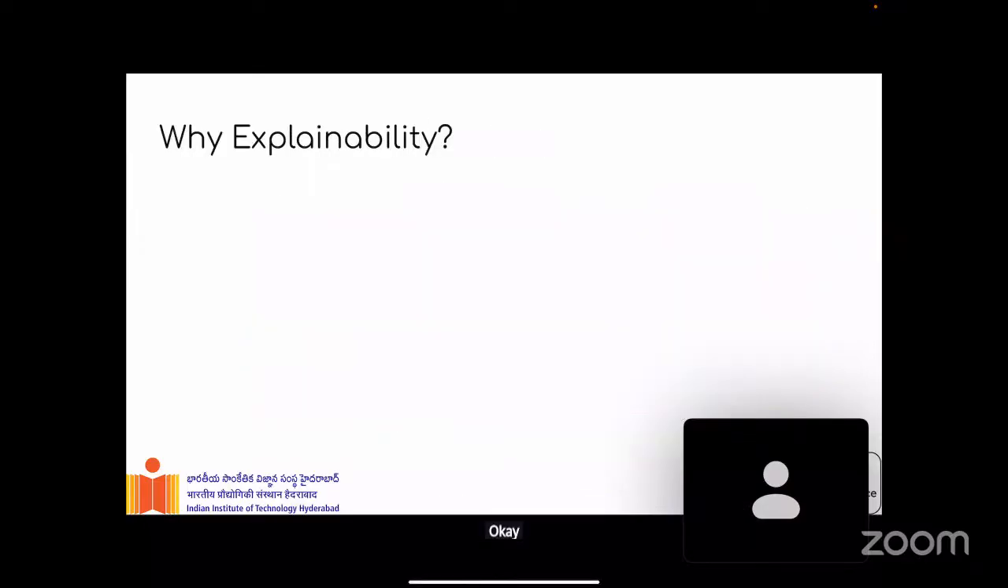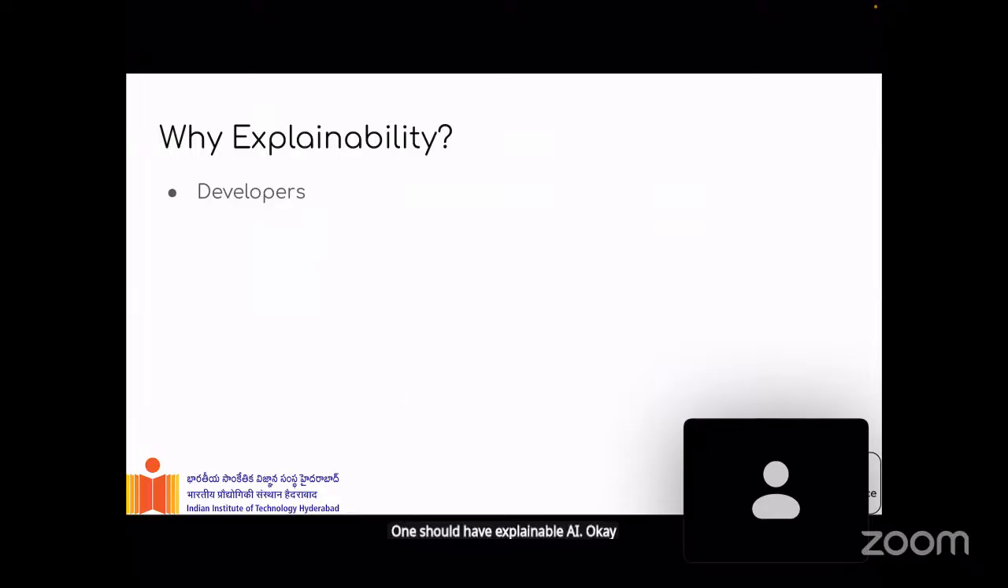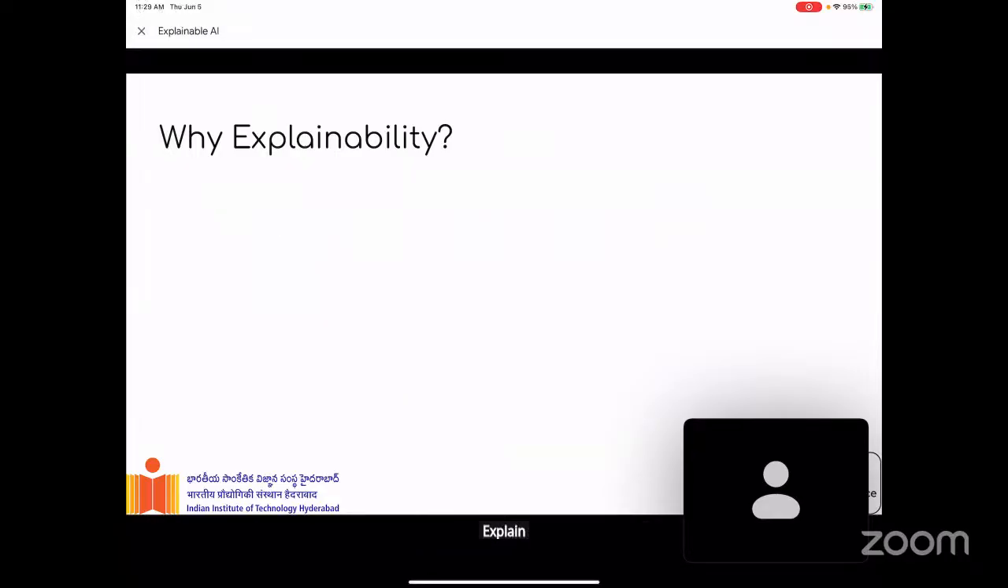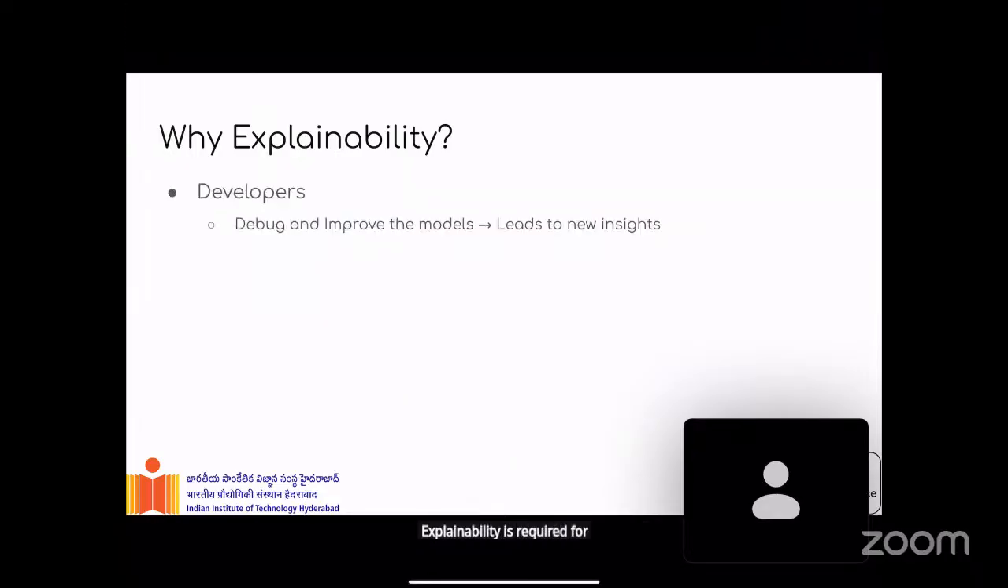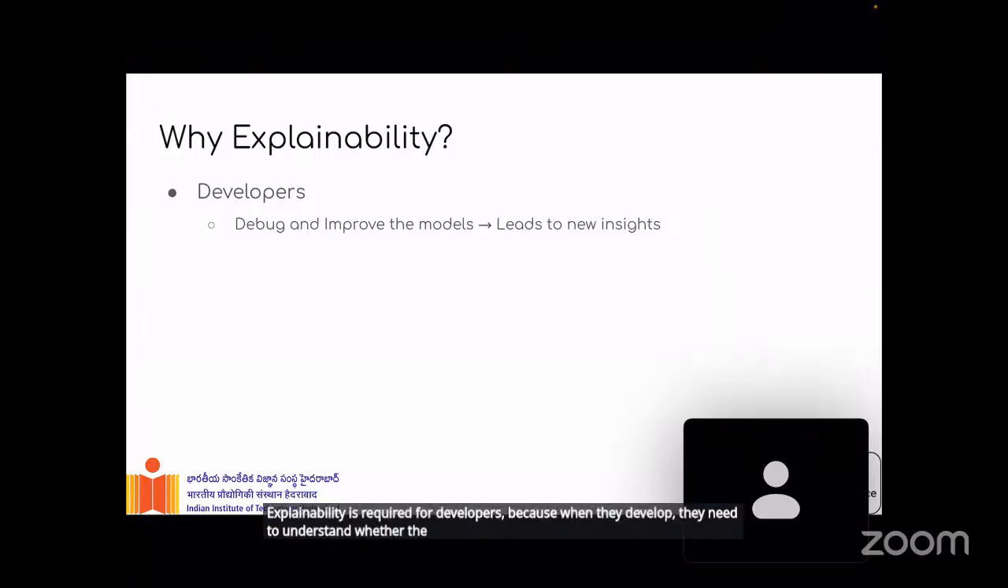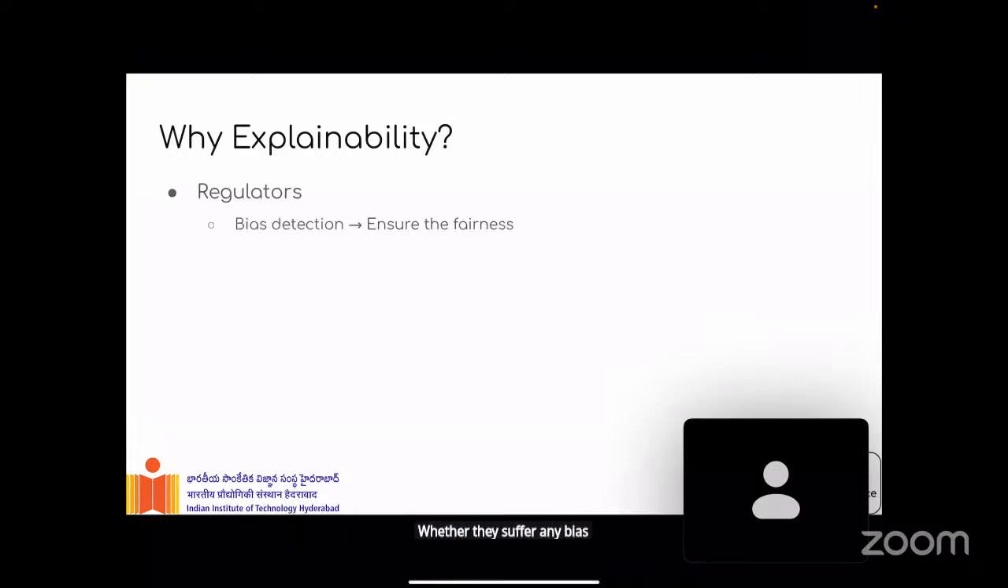All right, so there are a lot of such use cases for why one should have explainable AI. In short, explainability is required for developers because when they develop, they need to understand whether the models suffer any bugs, whether they suffer any bias, whether they suffer any favoritism.